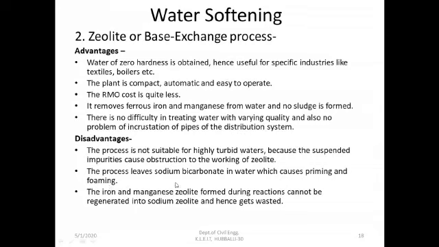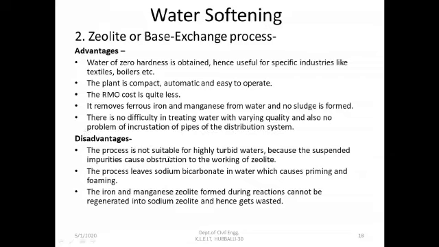And what are the advantages and disadvantages? Advantages are we can get zero hardness water, which is very much essential for some specific industries, and also the plant is compact, automatic and easy to operate. That is, the running maintenance cost is quite less, and it also removes ferrous iron and manganese from water and no sludge is formed. The formation of sludge is not here, and there is no difficulty in treating water with varying quality, and also no problem of incrustation of pipes of the distribution system as it is in the lime soda process.